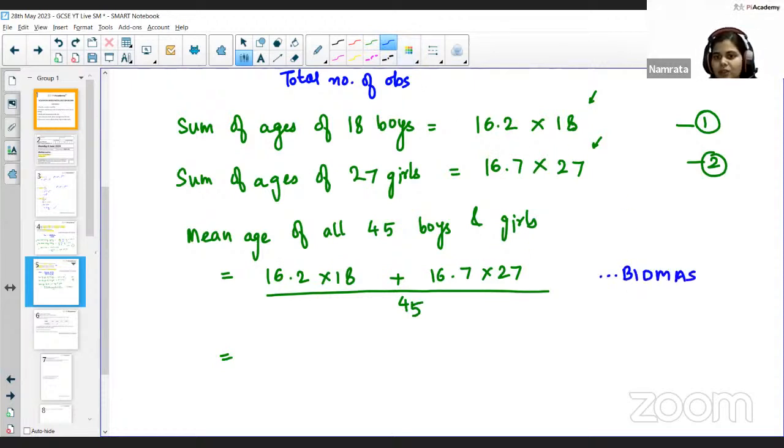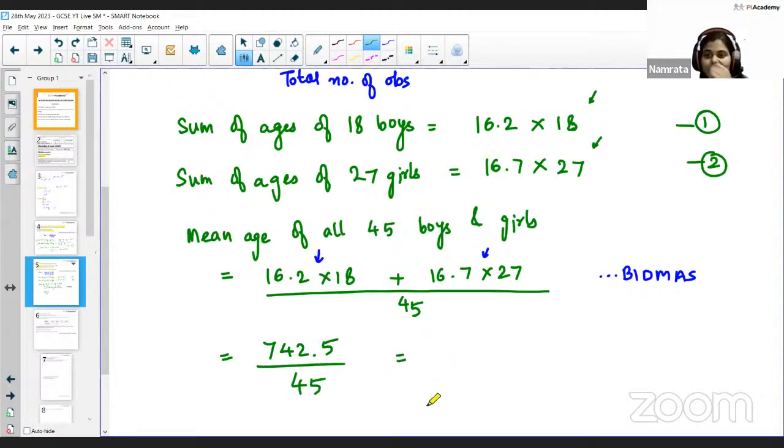So we'll first multiply this part. Multiply these two. After multiplying and adding up, the answer that you will be getting is 742.5 over 45. I hope that's clear. And when we try to divide this part by 45, do you want me to explain this decimal part too? I hope that's clear. Great.